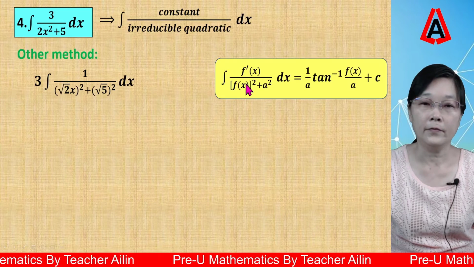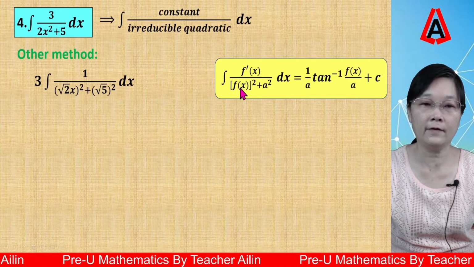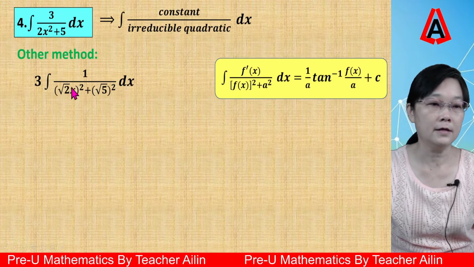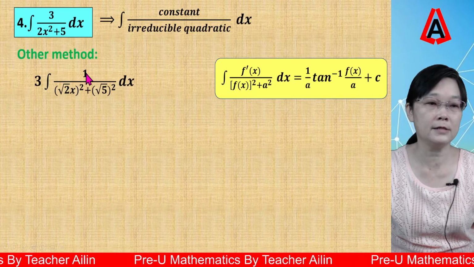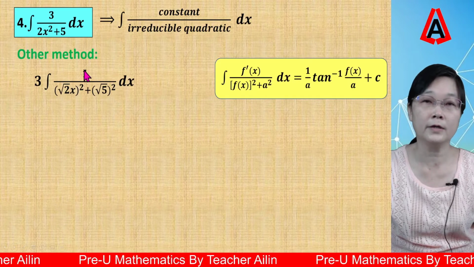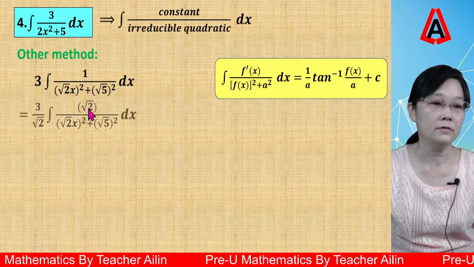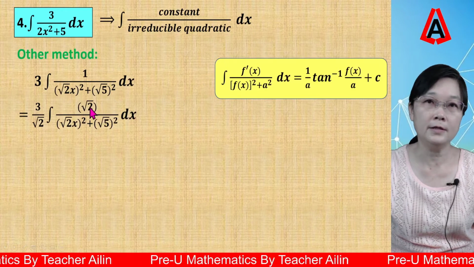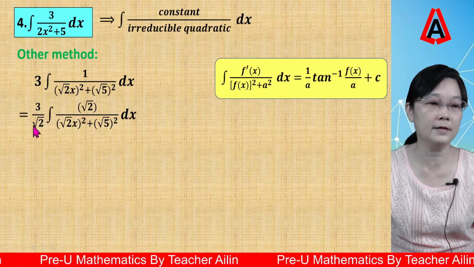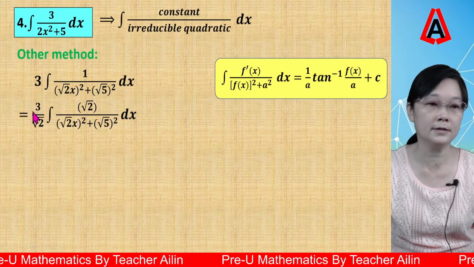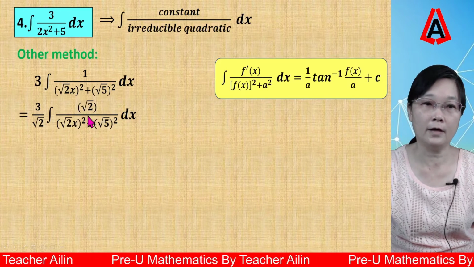Then, when using this formula, I need the derivative of f(x). So the derivative of f(x), that is square root of 2x, is equal to square root of 2. Since square root of 2 is a constant, I can simply put in the square root of 2, but at the same time, I must divide by the same number out here. Now I'm ready to use the formula.